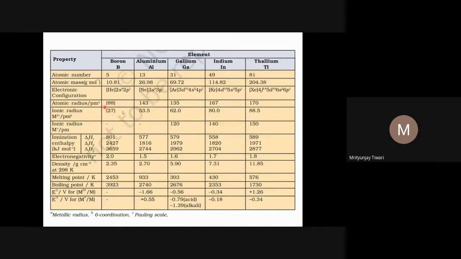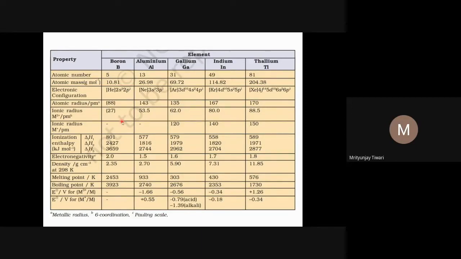Atomic radius we have seen, so just see the values. The atomic radius of boron is 88 picometer, aluminum 143, gallium 135, then from gallium to indium we see 167, and from indium to thallium 170. There's just a slight increase here. So this is the atomic radius. However, there is a distinct trend in the ionic radii of these elements, the ionic radii in the plus 3 oxidation state.